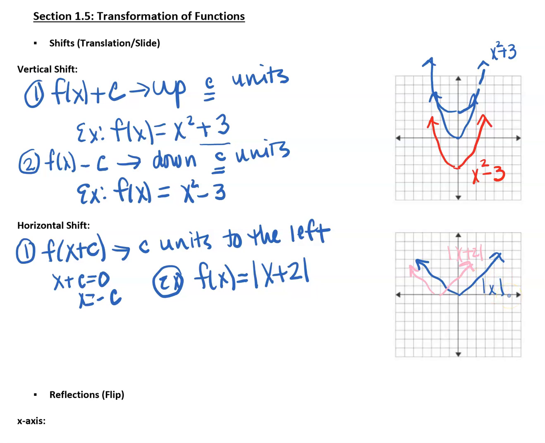Now, if I want to move the opposite direction, this would be number 2, f of x minus c. This would be c units to the right.